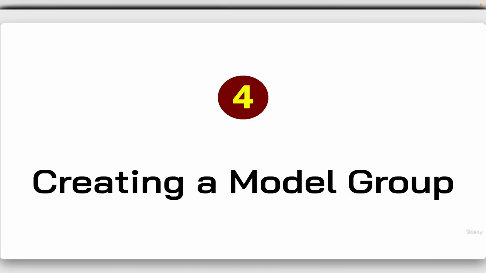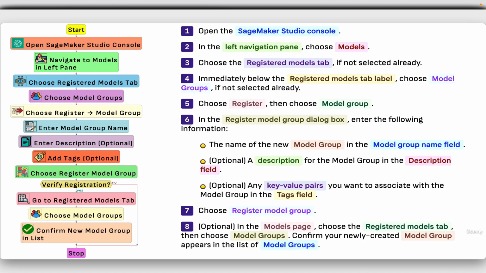Fourth topic is how to create a model group. So you go to the SageMaker Studio console and in the left navigation pane, you can choose models. Then you can choose registered models tab. And immediately below the registered models tab, you can choose model groups. Then you can choose register and then choose model group.